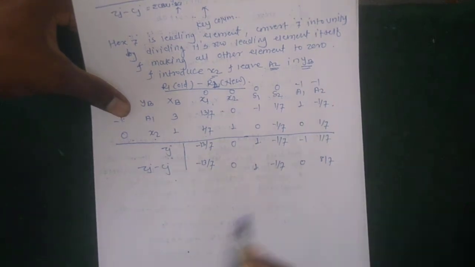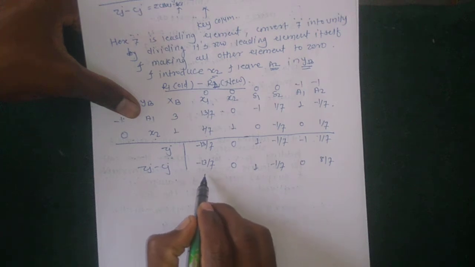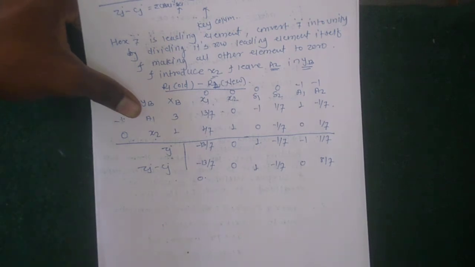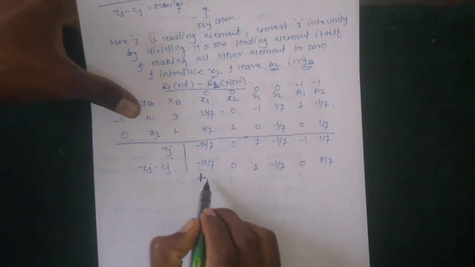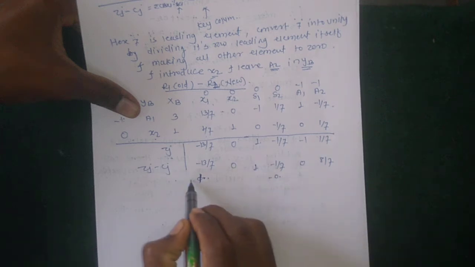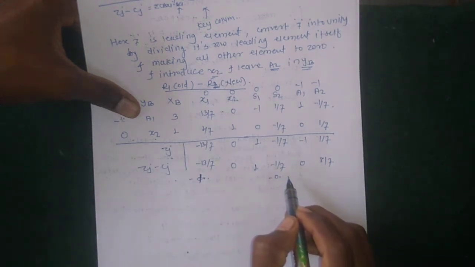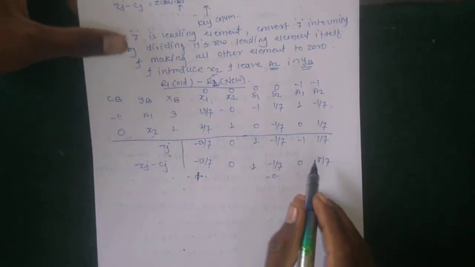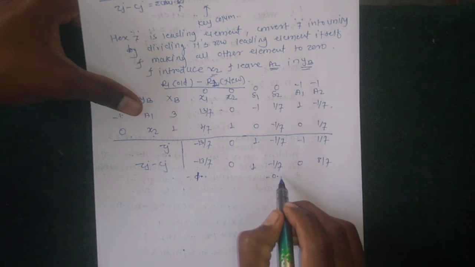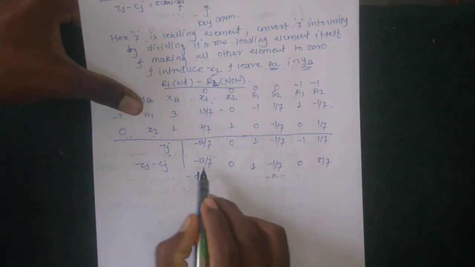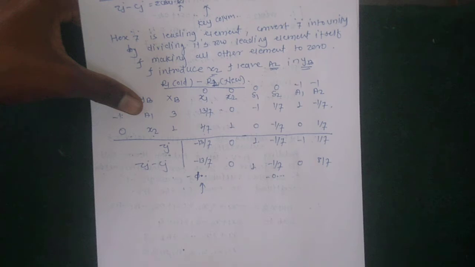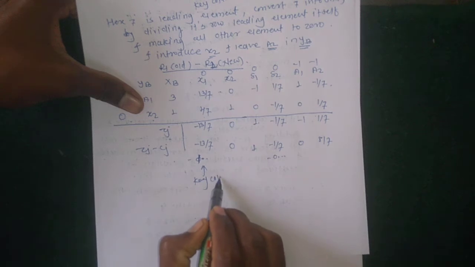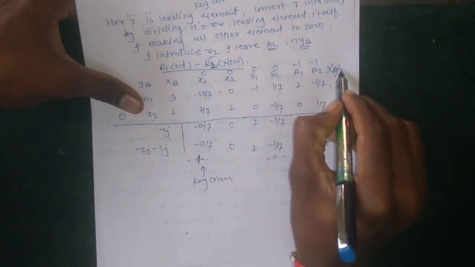Okay, so choose the most negative. 13/7 means here the value is 1 point something, and here the value is -0 point something. Therefore the most negative column is this one. This column is most negative, so our key column is the x1 column, and so find the ratios for x1.